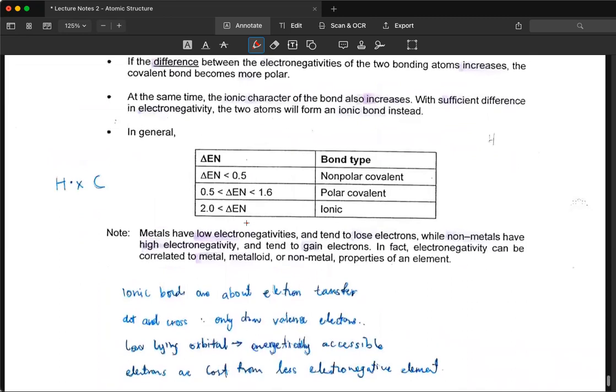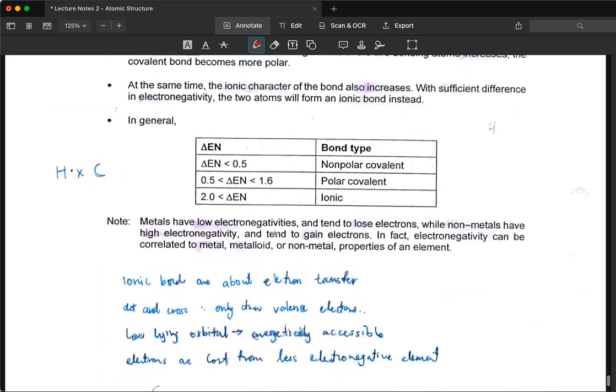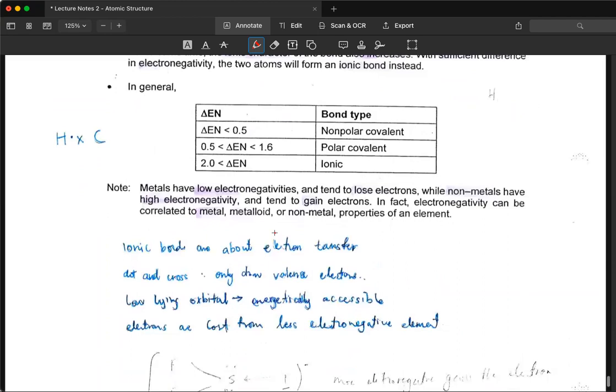In general, metals have low electronegativity and tend to lose electrons. Non-metals have higher electronegativity and gain electrons. So electronegativity is an important concept that can relate to the metal, metalloid, and non-metal properties of elements.